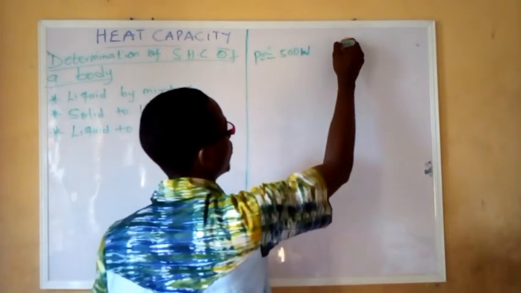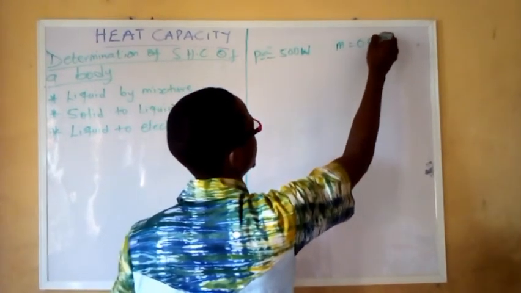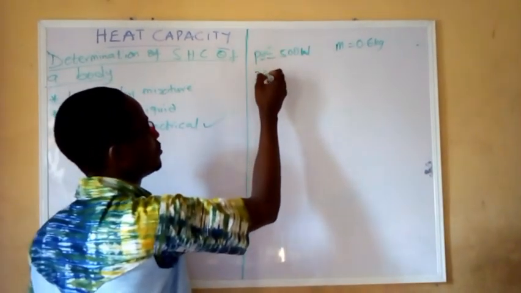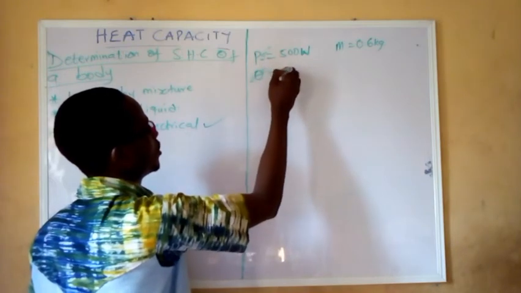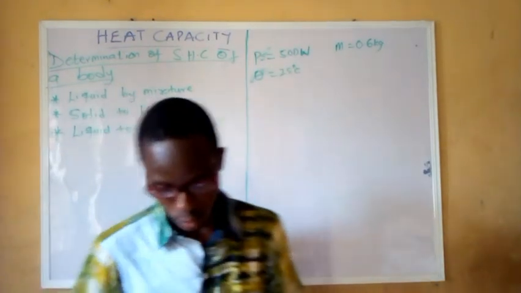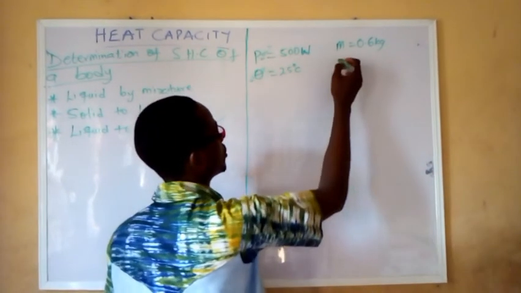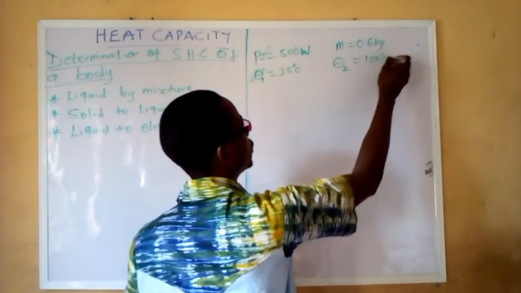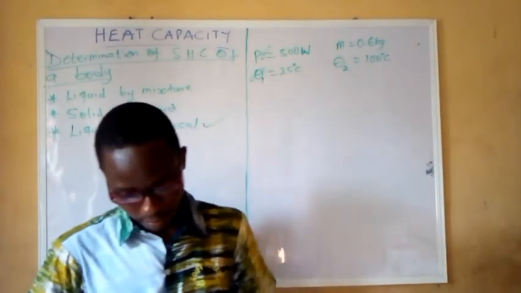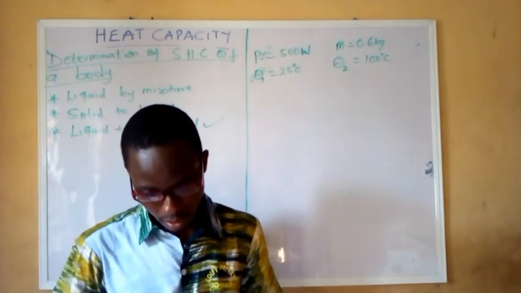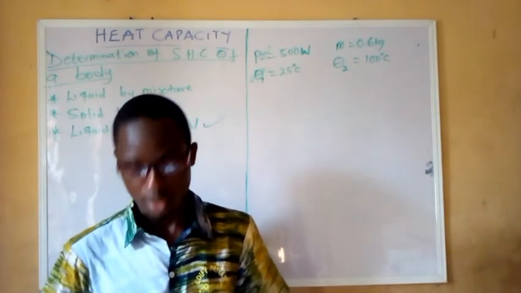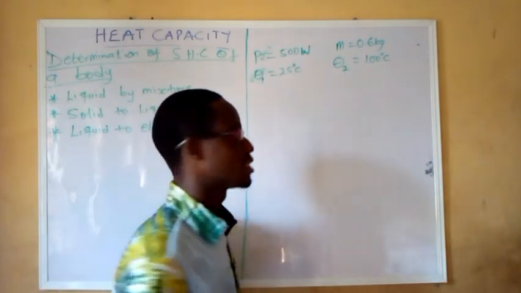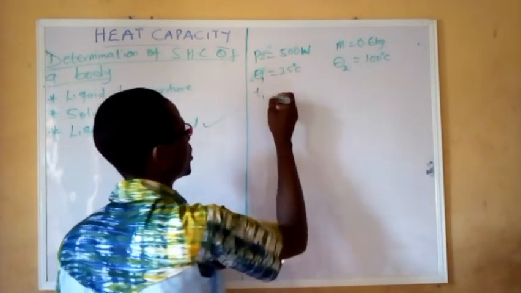So the water of mass 0.6 kg is being heated from the initial temperature, which is 25 degrees Celsius, to a temperature of 100 degrees Celsius. So this is the first temperature, this is the second temperature, which is 100 degrees Celsius. From there, in t seconds, that means we have a time difference of t seconds. So it takes t1 seconds.